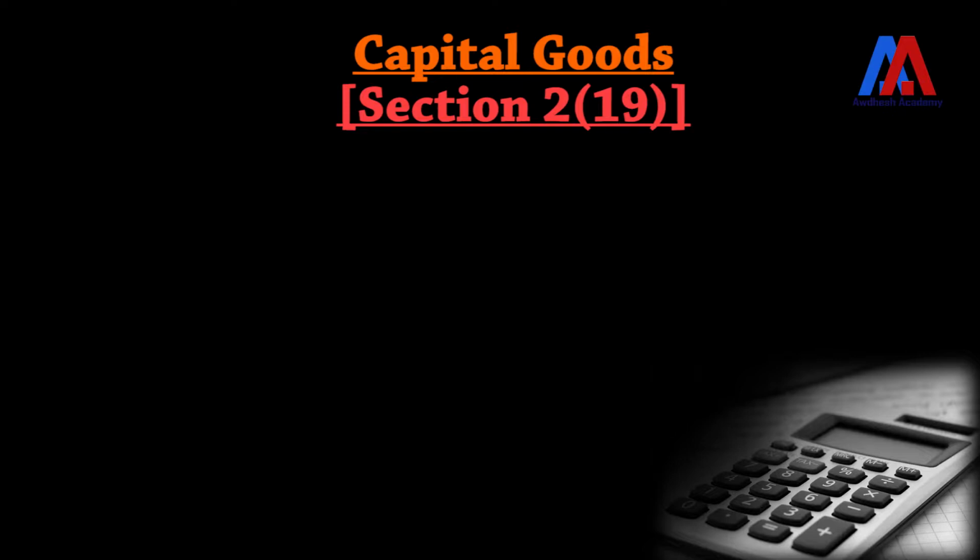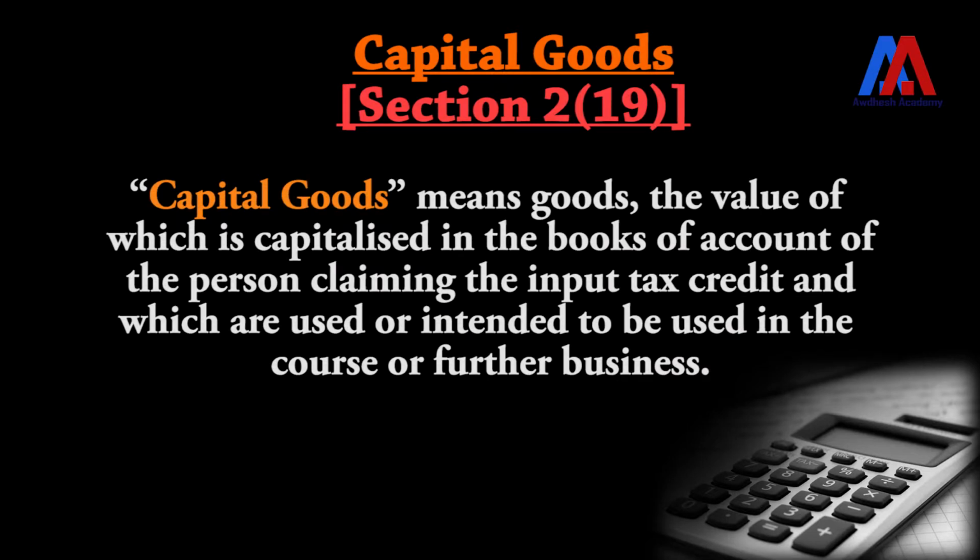Now, there are various terms which are used under the GST and under the input tax credit, and one of the very important terms is capital goods. Capital goods means goods the value of which is capitalized in the books of account of the person claiming the input tax credit and which are used or intended to be used in the course or furtherance of business. The capital goods will generally mean plant, machinery and all those things will fall in the category of capital goods. Let's now understand the meaning of input.